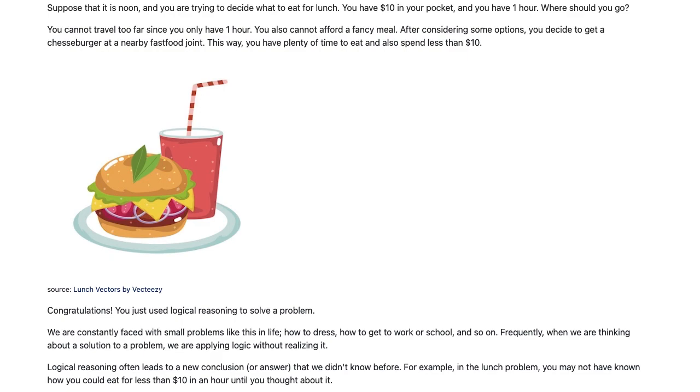Congratulations! You just used logical reasoning to solve a problem. We are constantly faced with small problems like this in life. How to dress, how to get to work or school, and so on. Frequently, when we're thinking about a solution to a problem, we're applying logic without realizing it. Logical reasoning often leads to a new conclusion or answer that we didn't know before. For example, in the lunch problem, you may not have known how you could eat for less than $10 in an hour until you thought about it.